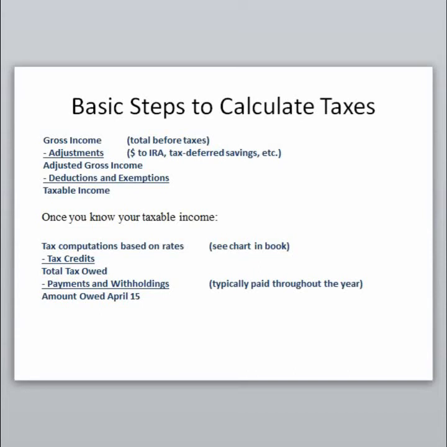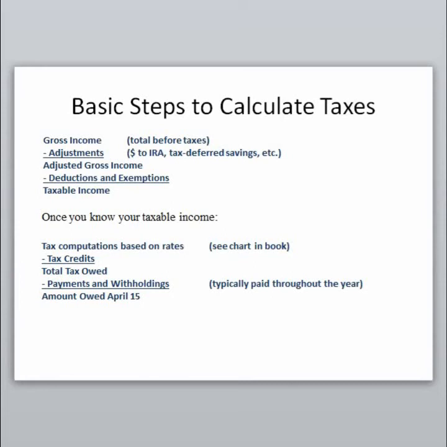And then from there, we take out things like deductions and exemptions. And we're going to talk about deductions and exemptions more here in a second. But once we subtract out our adjustments and we subtract out our deductions and exemptions, we call that our taxable income. That's the money that the government is going to take a percentage out of as your taxes. Once you know your taxable income, then you'll do a tax computation based on rates, which we're going to use a chart in your book to help us with, and this changes pretty much every single year. And that tells you how much tax you owe.